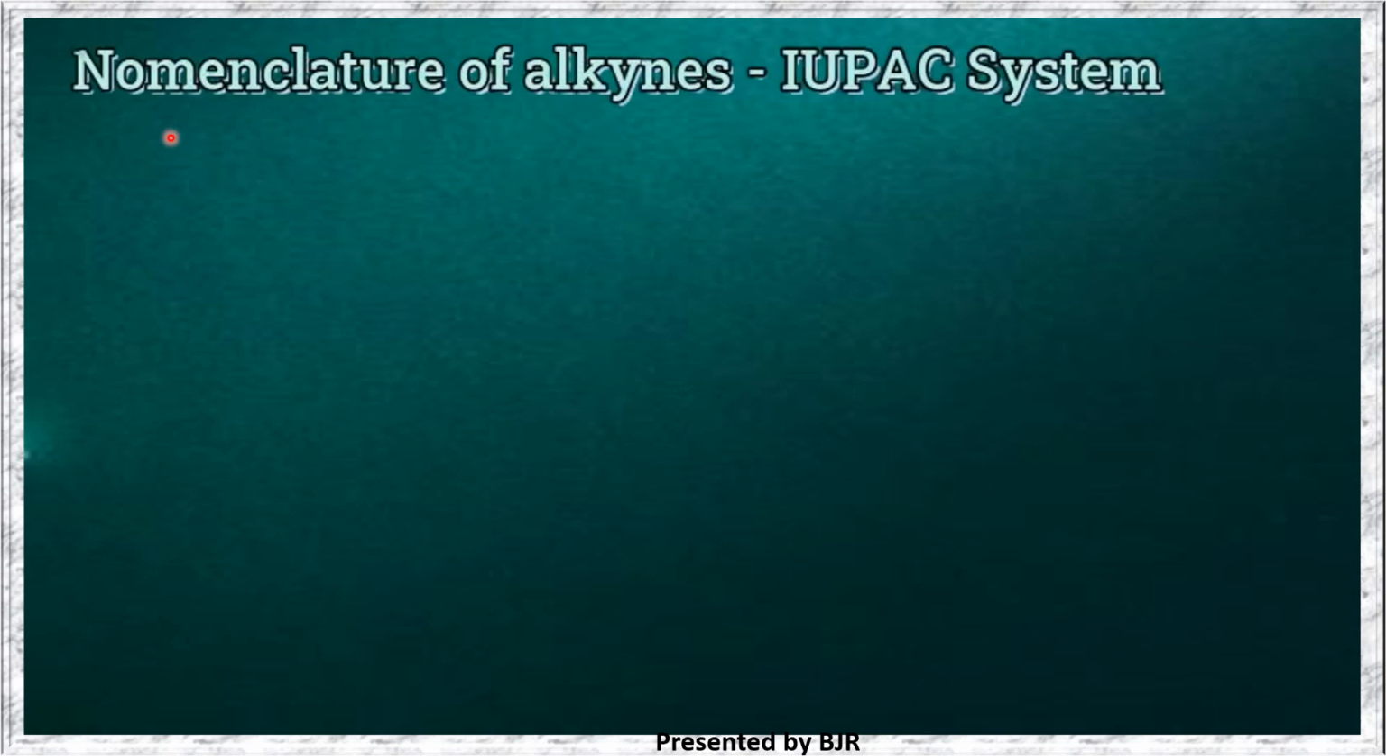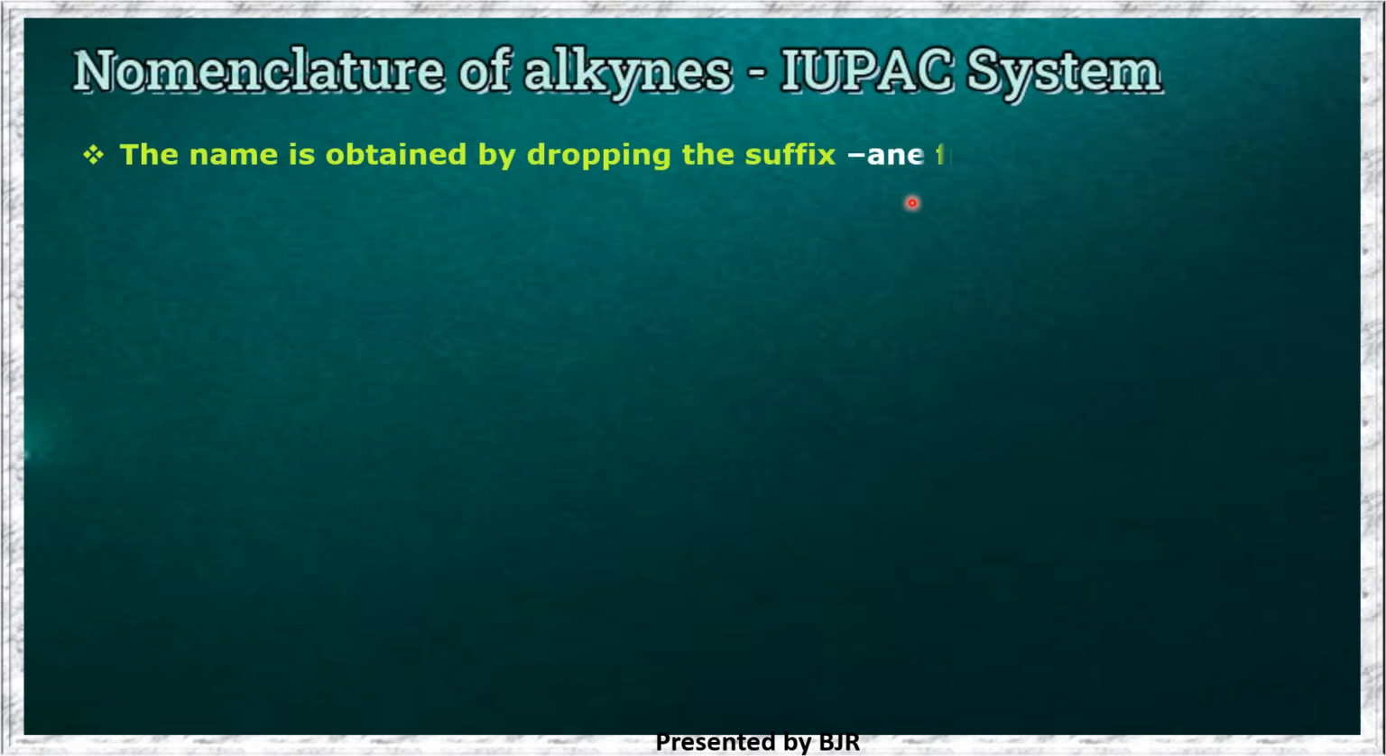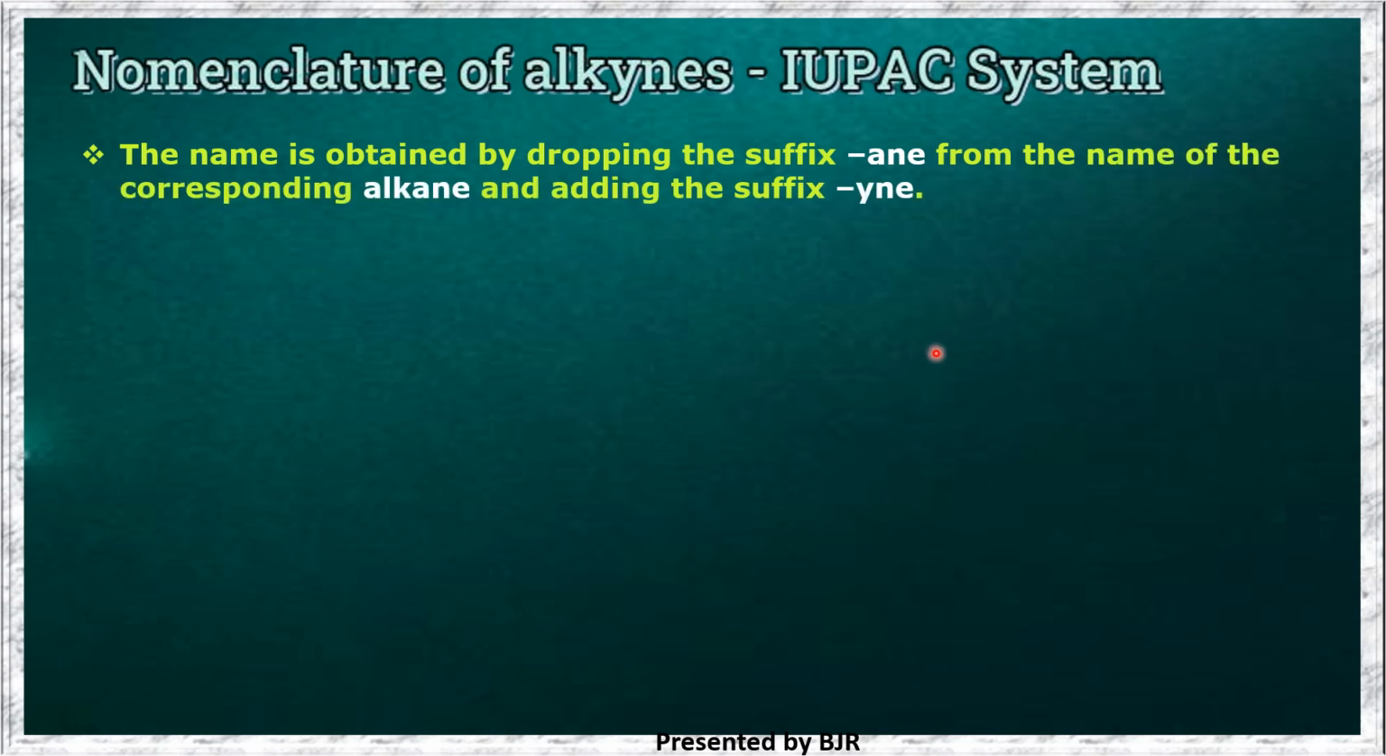Now let us explore the nomenclature of alkynes in the IUPAC system. The name is obtained by dropping the suffix ane from the name of the corresponding alkane and adding the suffix yne. That means alkane minus ane plus yne, we get alkyne. That means we have to remove ane from alkane and add yne to it so that we get alkyne.